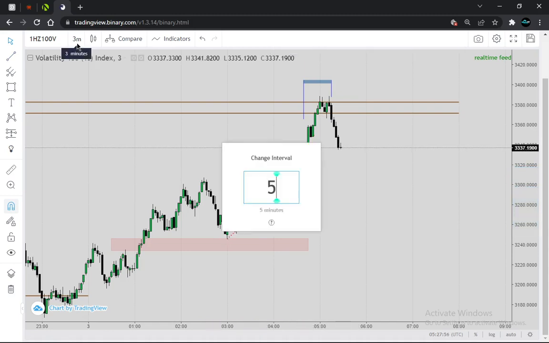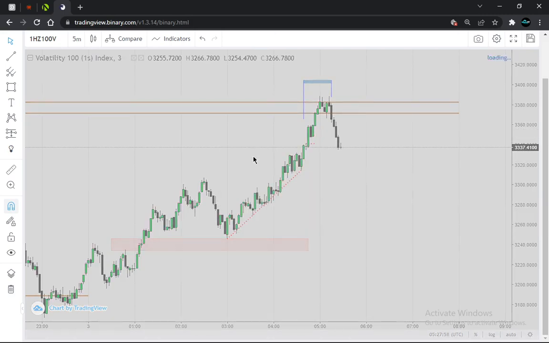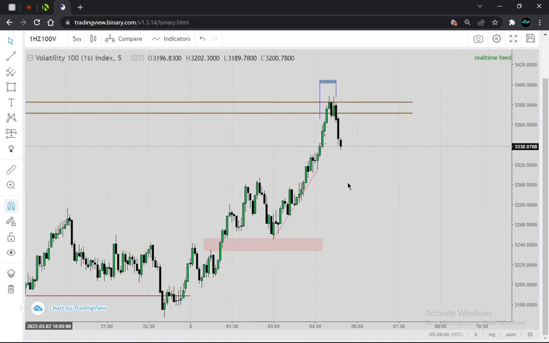And you got a 5 minute chart. I mean, a 15 minute chart. What do we have on a 15 minute chart? We got an imbalance right there. So that's your target.